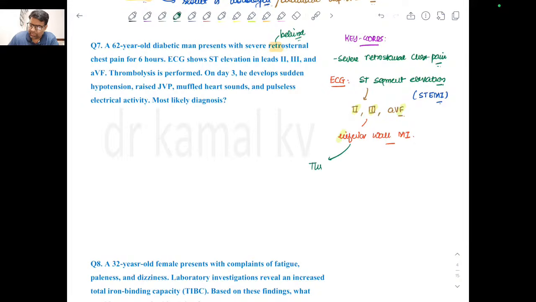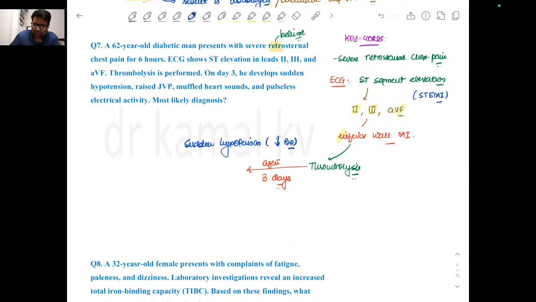He was managed by thrombolysis, streptokinase and all, right? And then after 3 days, the real problem happened. Now what happened after 3 days? He developed sudden hypotension. Yes, the BP fell suddenly. Then raised JVP, and then muffled heart sounds.